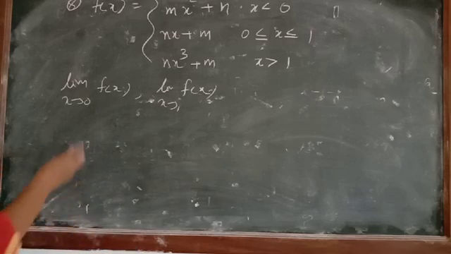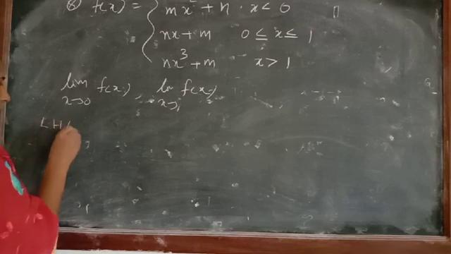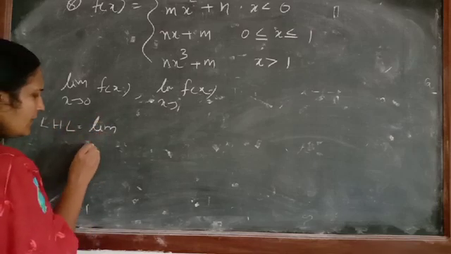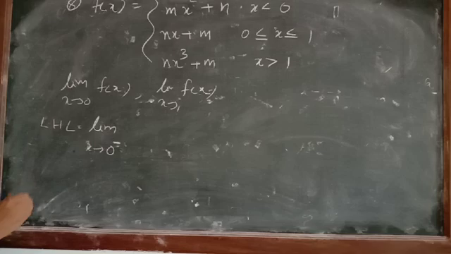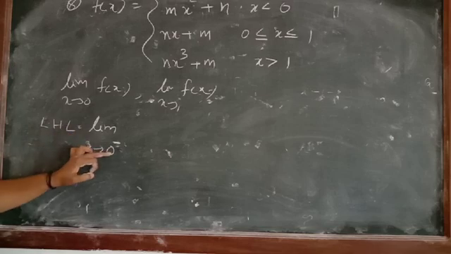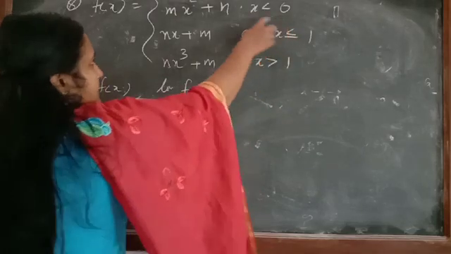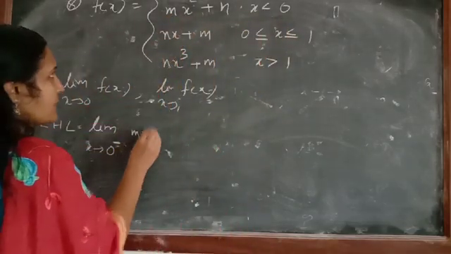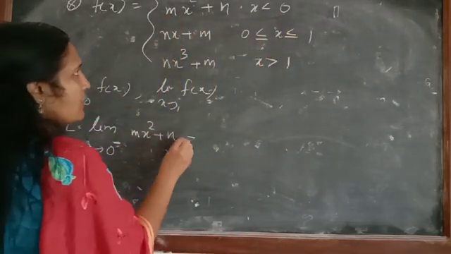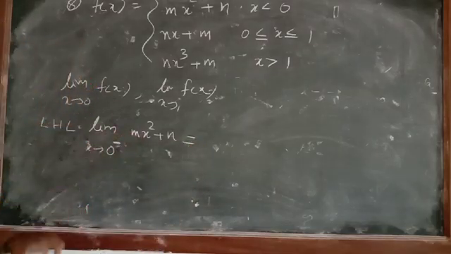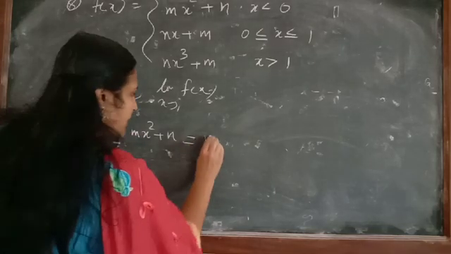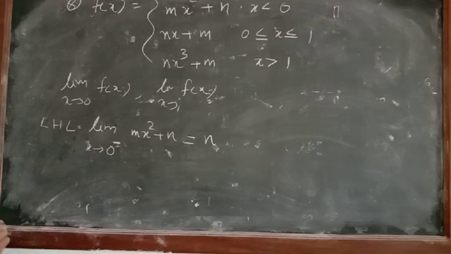Okay. So now first we are checking limit x tends to 0 f of x. First one, left hand limit. Limit x tends to 0 minus means our value of x is slightly less than 0. So for all the values of x which are less than 0, which is our function? Yes, our function is mx square plus n. Now what we will do? Just substitute x equal to 0. Then we will get the value is equal to n.